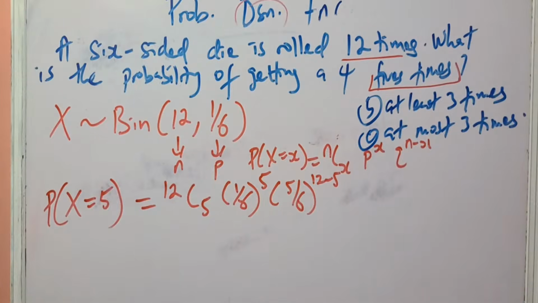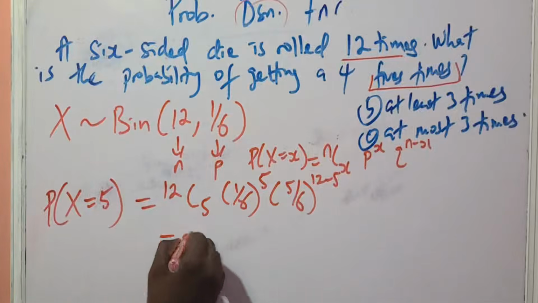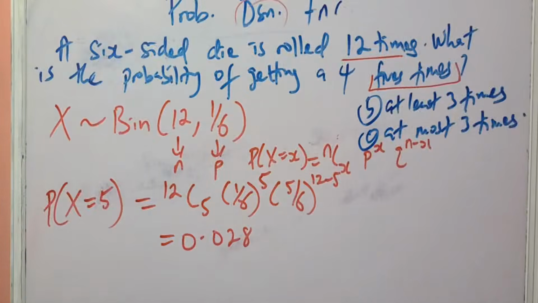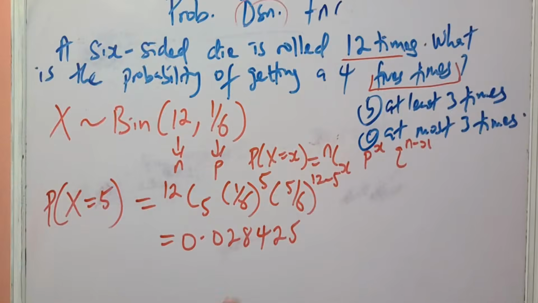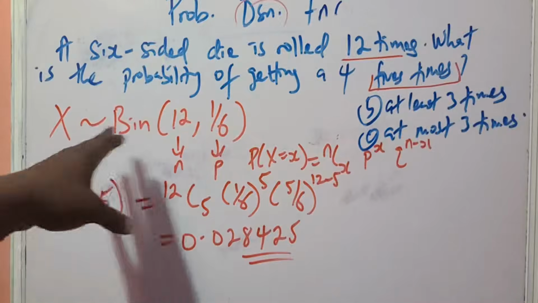All right. If you go on and press this on your calculator and solve this, you should get the value of 0.028425. You can see how many of you got this answer. You have done this. How many of you got this answer for the probability of getting a 4 five times? I can see different answers there.